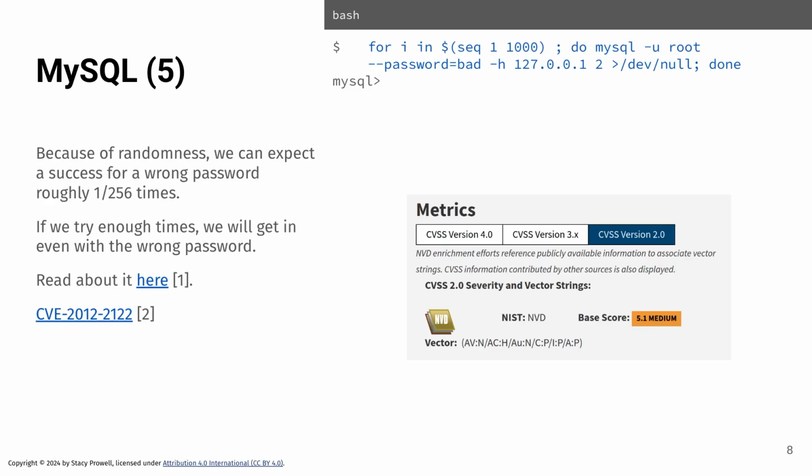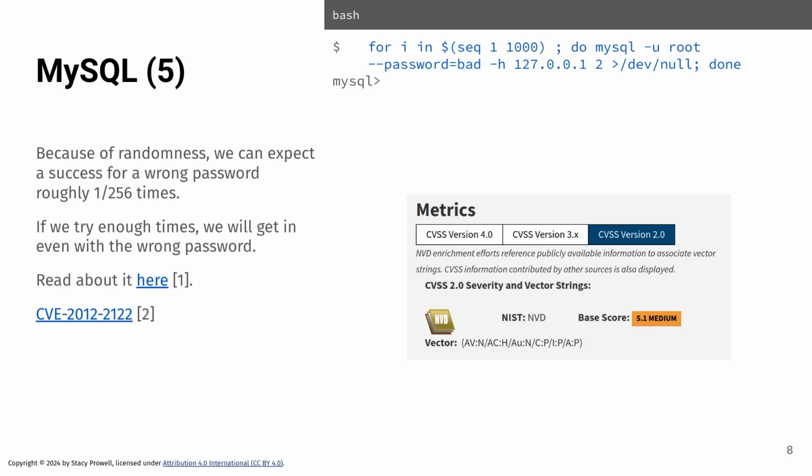Because of that additional randomness, we can expect success for a wrong password about 1 time out of 256, because there's 256 different possibilities for that fourth byte. And so I'll just try. I don't get in with the first bad password. I'll try the same bad password again. I don't even need to try different passwords. I just try the same one because the variation is coming from the server side. It's providing new random strings.